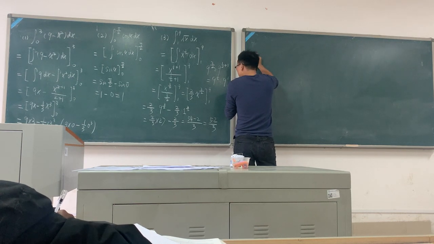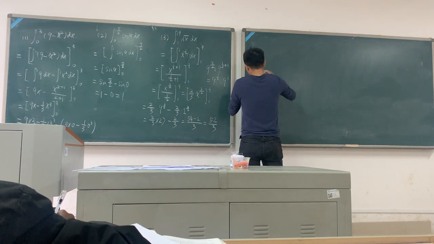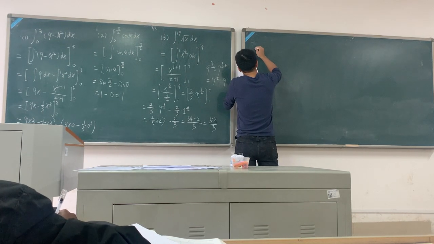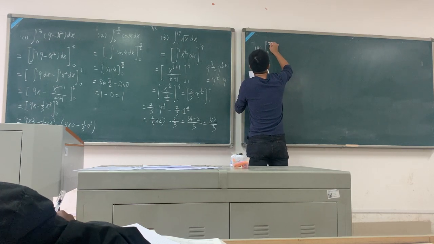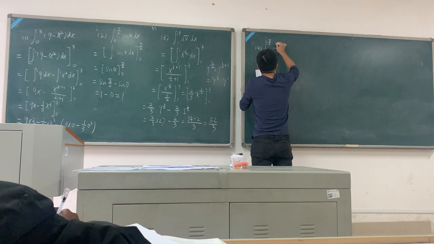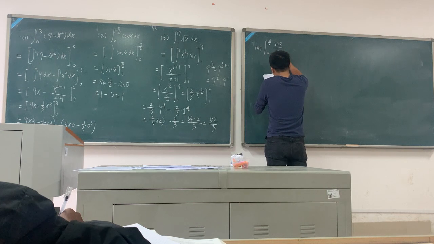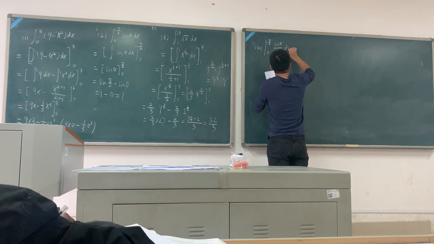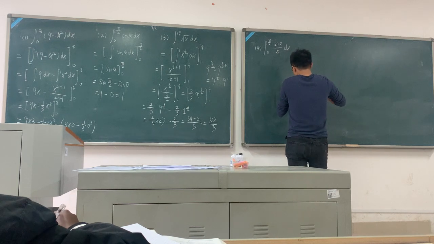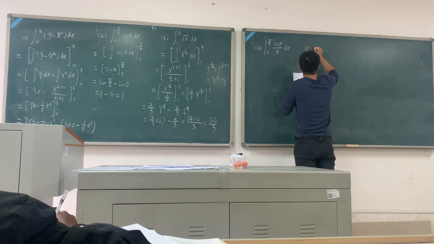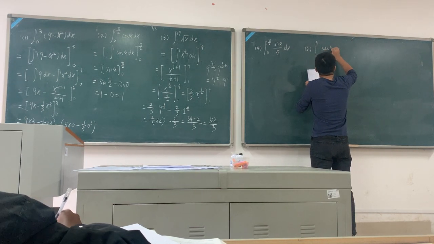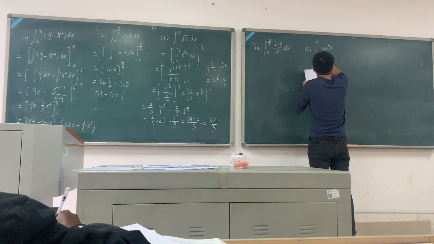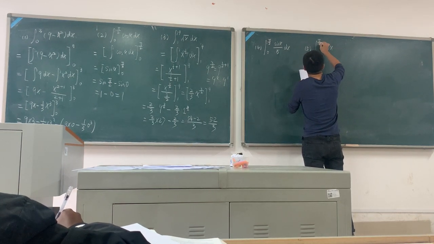Now we give some other examples. For example, number 4 is the definite integral of sin x dx from 0 to 1/2 pi. Number 5 is the definite integral of secant x squared from 0 to pi by 3.